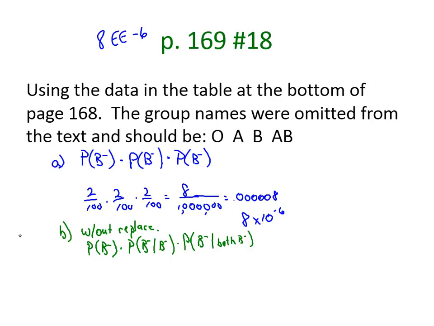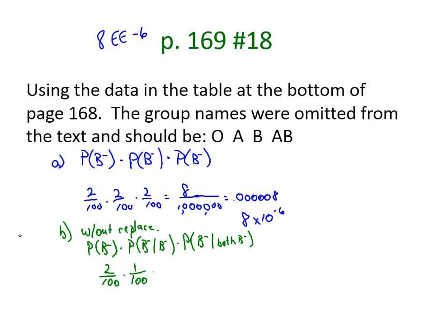Now, most of the time you won't write that out. This is just kind of what you're thinking. What's the probability that the first person's B negative? Okay, that didn't change. Still 2 out of 100. What's the probability the next person's B negative? Okay, 1 person out of the 100.